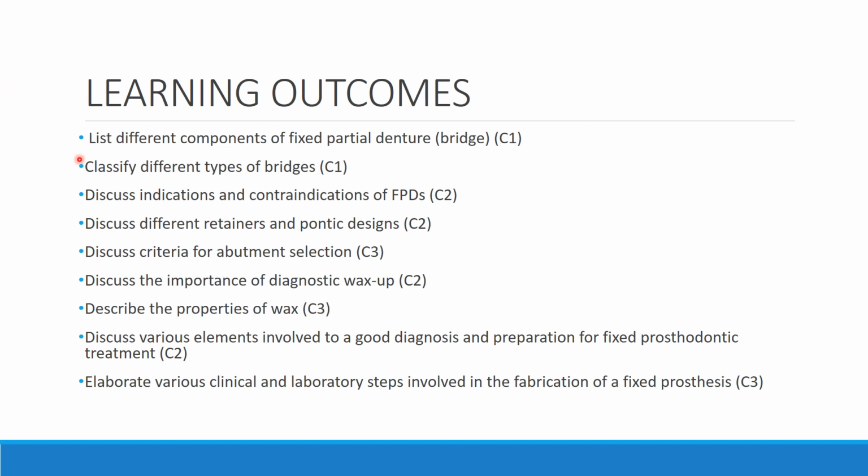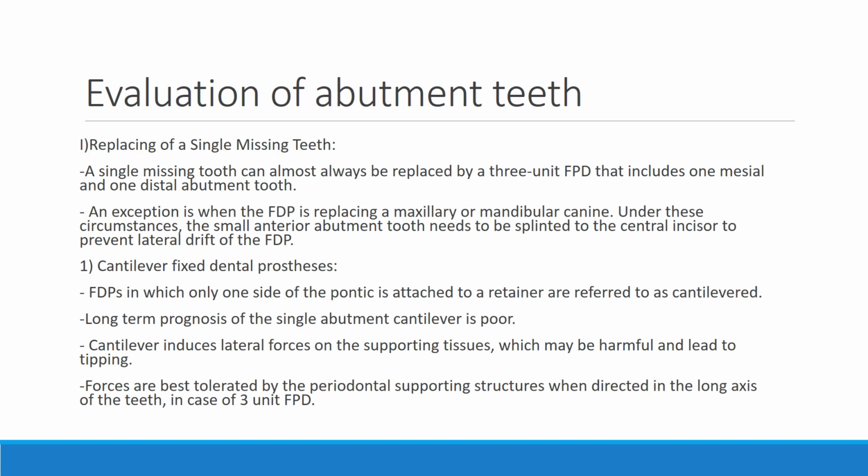Coming to the learning outcomes, the first three I've covered in the previous introduction. I'm not taking it again. Here I'm going to focus on the lower six outcomes, which are retainers and pontic designs, abutment selection, diagnostic wax-up and the wax properties, and how to make a good diagnosis and preparation, the elements involved in that for fixed prosthodontic treatment, and various clinical and lab steps for fabrication of fixed prosthesis.